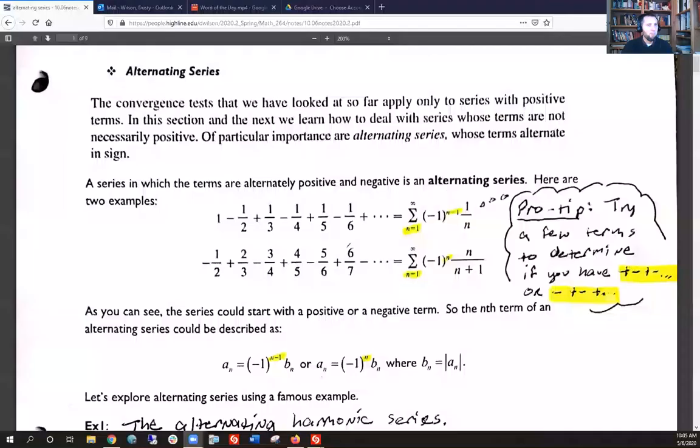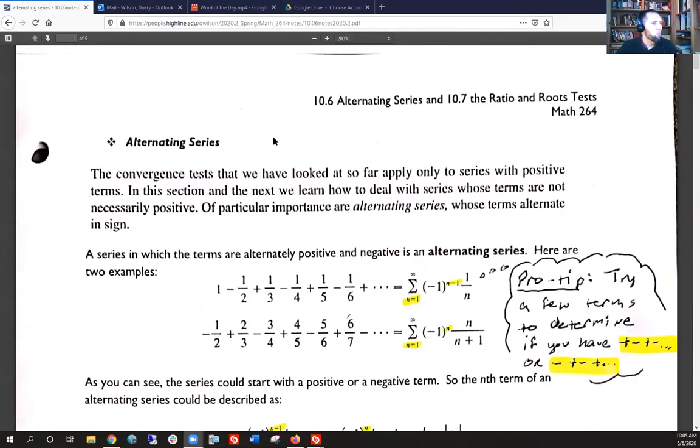Today we're going to start by looking at one of the easier tests, namely what's called the alternating series test. So let me share my screen. Again, this is the beginning of section 10.6, and we're kind of blurring it directly into 10.7. So beginning of sections 10.6 and 10.7. All right, so we are going to be talking about alternating series.